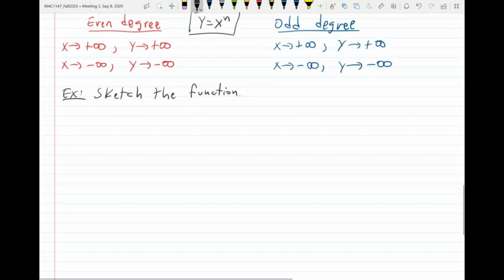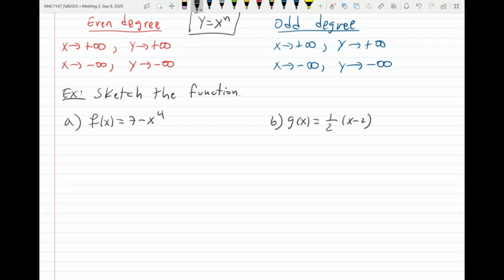Let's do a couple. Let us do f of x equals 7 minus x to the 4. And then let us do part B. Let us do g of x equals 1/2 times (x minus 2) to the fifth power. Let us sketch the graph of these functions, and then also find the end behavior.